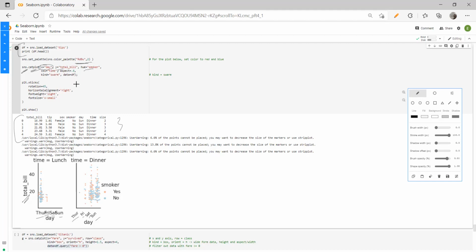Okay, so what else is there? Col is time. Time is whether it is dinner or lunch, right? We wanted two columns: the first column should be time equal to lunch, and the second column should be time equal to dinner. Basically, we wanted two separate graphs over here, one for lunch and one for dinner. So we have specified col is equal to time, aspect of 0.6.